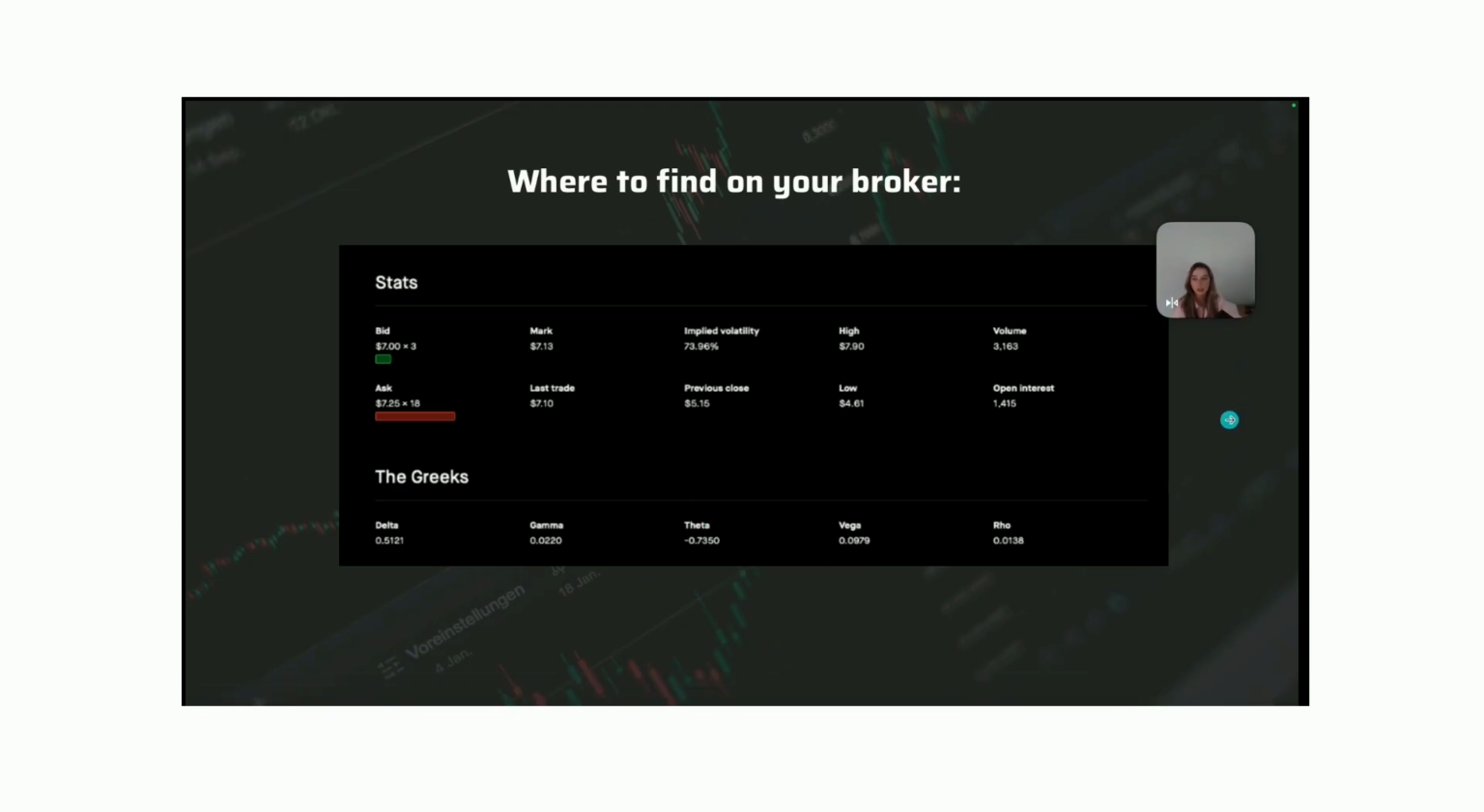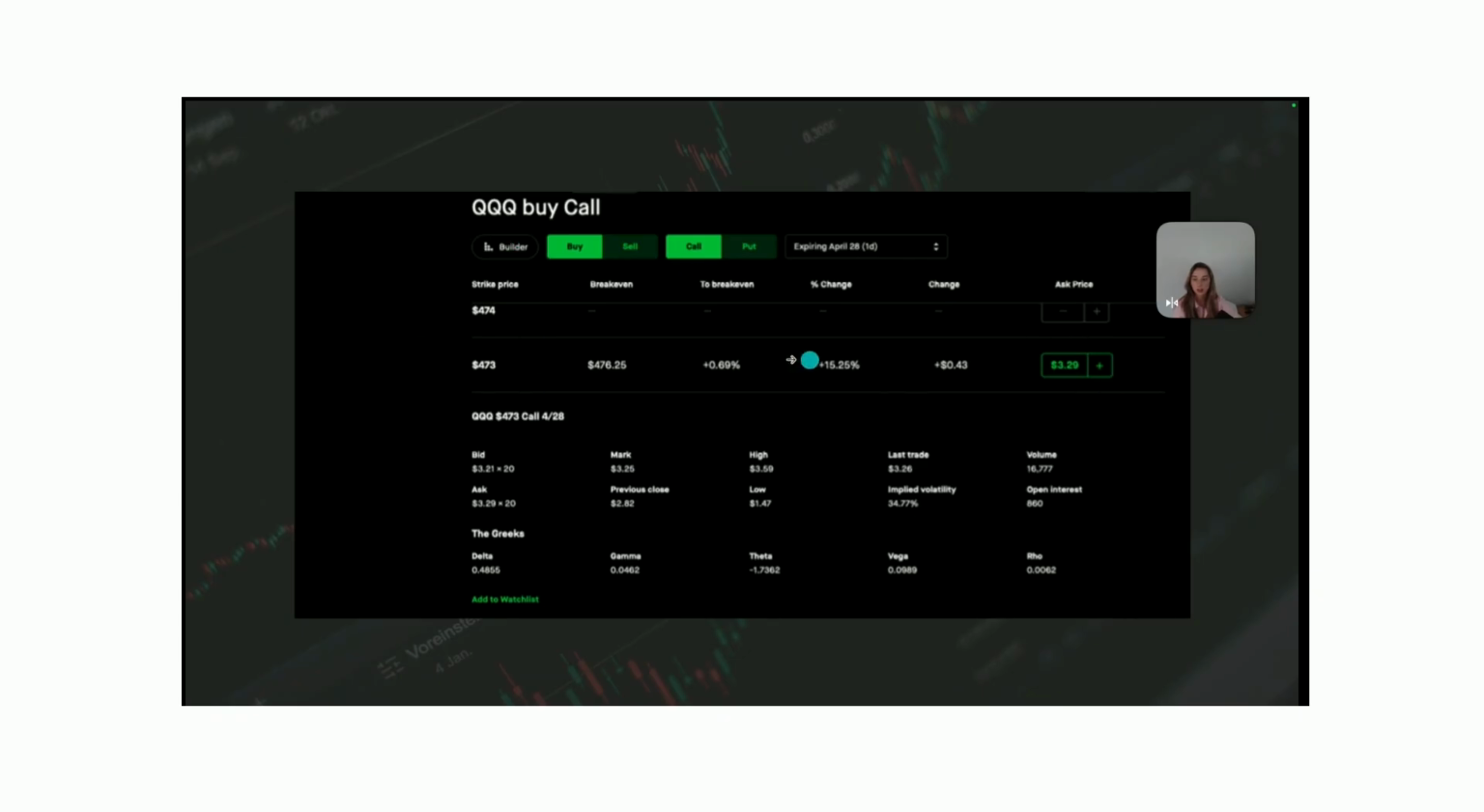Now, next thing is, this is how you're going to look at it. I don't know why this is so low quality, but this is how you're going to look at it when you go to pick out contracts. If you just tap on the contract you are looking at purchasing on Robinhood, you will be able to see all of the Greeks, all the statistics to it. We have the Greeks right here on this random QQQ call for April 28th, I guess. We have delta, gamma, theta, vega, rho.